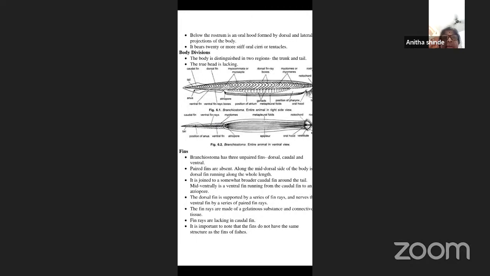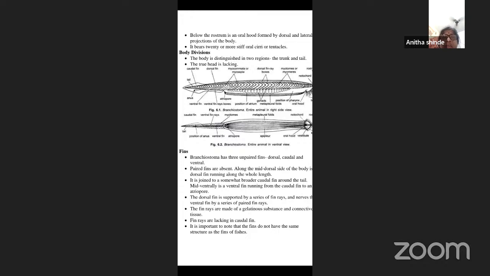Now coming to the fins. Branchiostoma has three unpaired fins: the dorsal fin, the caudal fin, and the ventral fin. The paired fins are absent. In fishes, we see paired fins, though of course not all fins in fishes are paired. Some are paired and some are unpaired. But in Branchiostoma, you have all three unpaired fins, and the paired fins are totally absent.